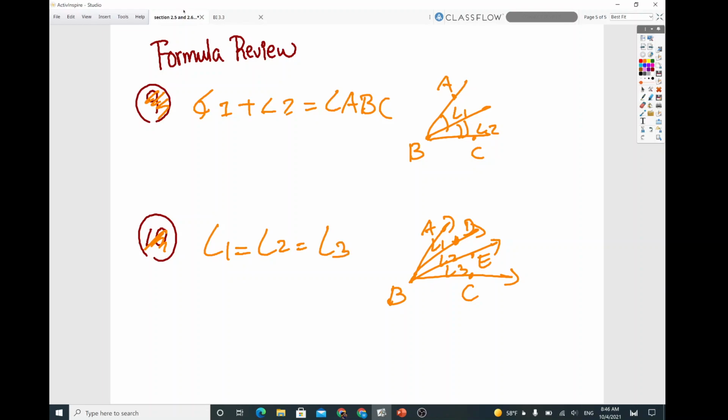This is just like the extension of Unit 2, which is 2.6, the two-column proof regarding angle relationships.